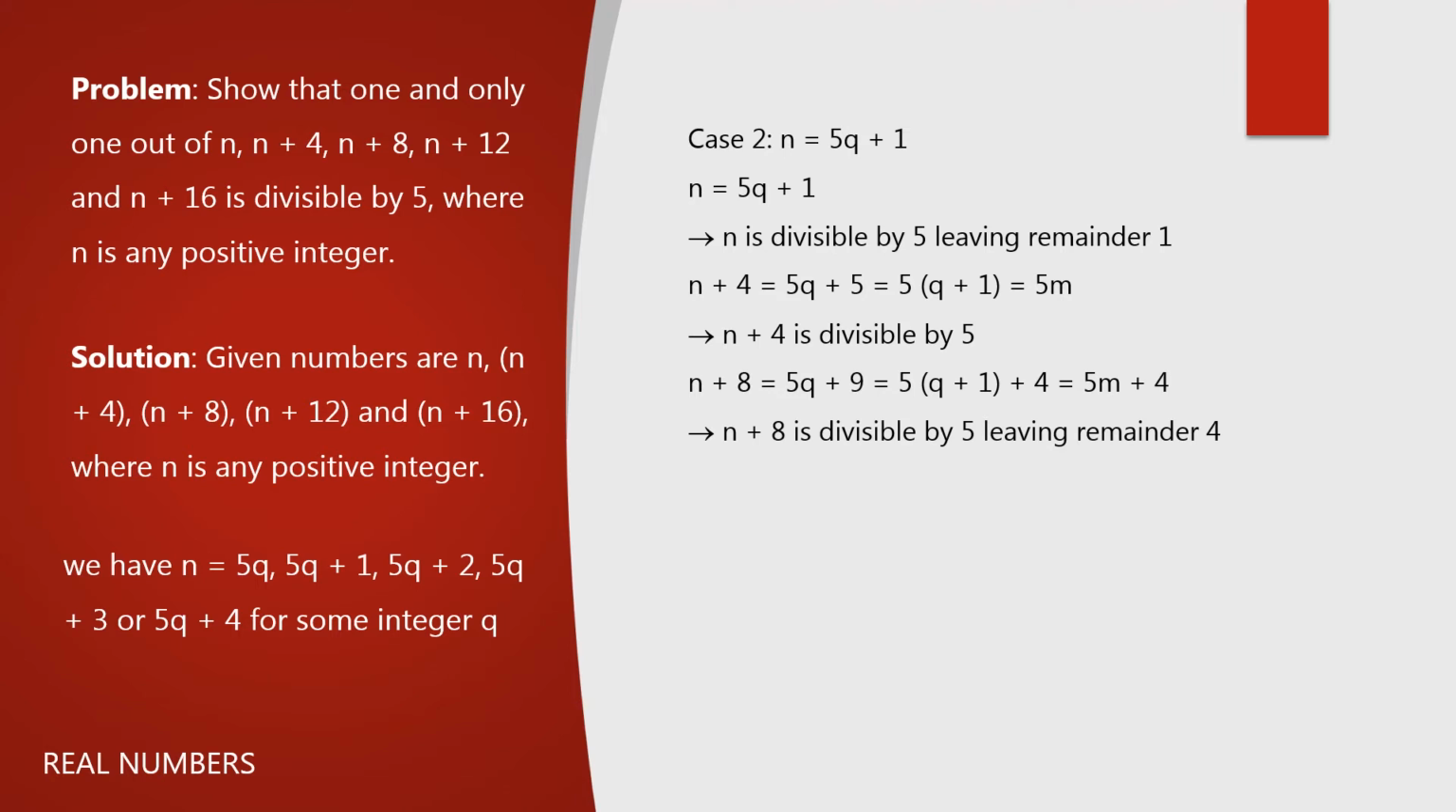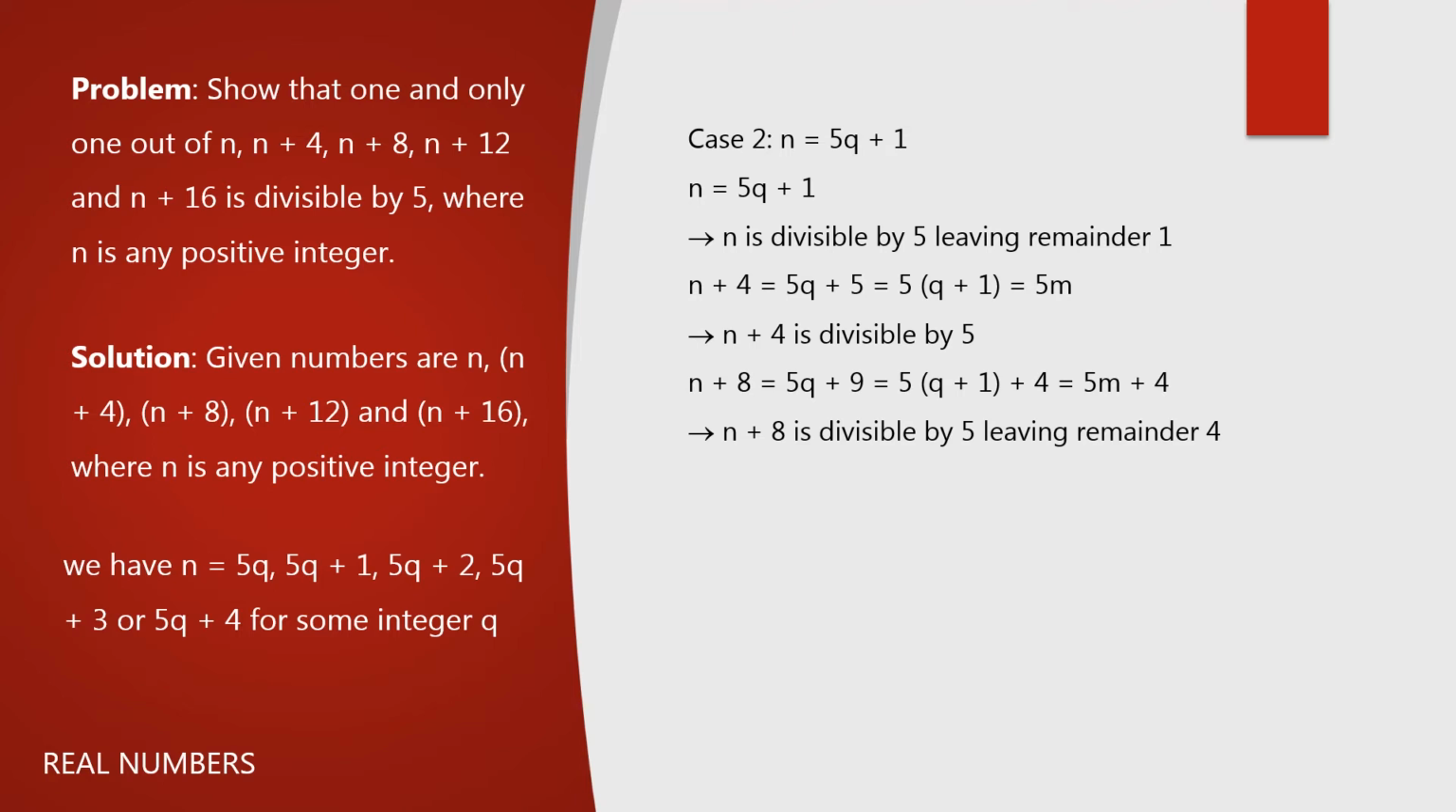Let's take n plus 8. Now n plus 8 is 5q plus 9. Already n is 5q plus 1, and in place of n write 5q plus 1. 5q plus 1 plus 8, that is 5q plus 9. Now in 5q plus 9, 9 is the remainder here actually, but 9 is more than the divisor, that is 5. The remainder should not be more than the divisor, that's why 9 I can write as 5 plus 4.